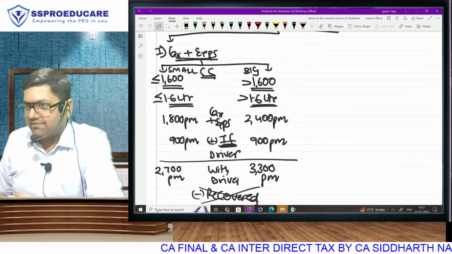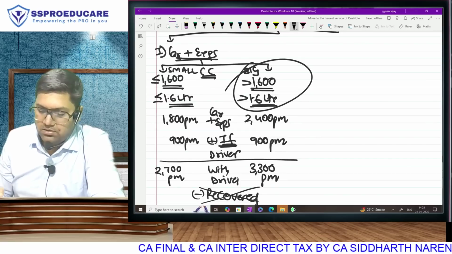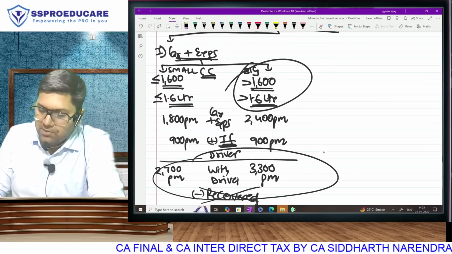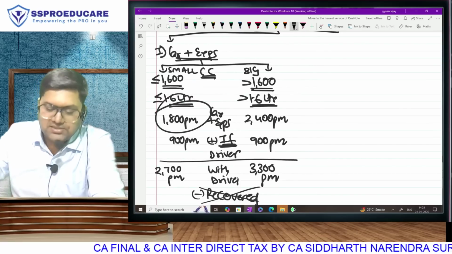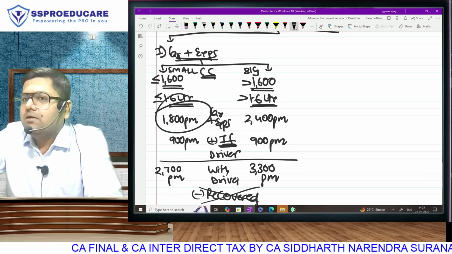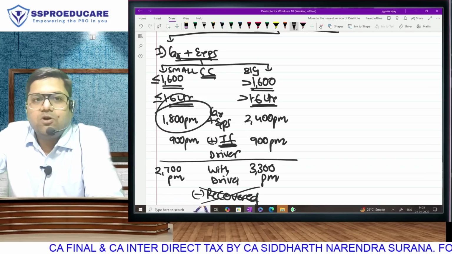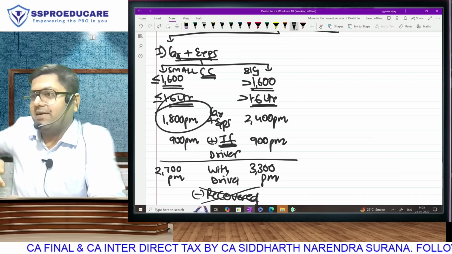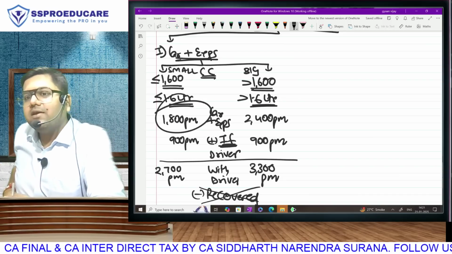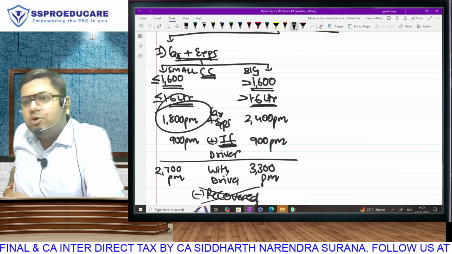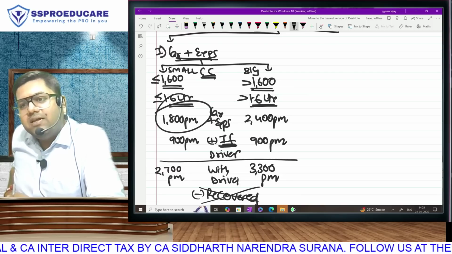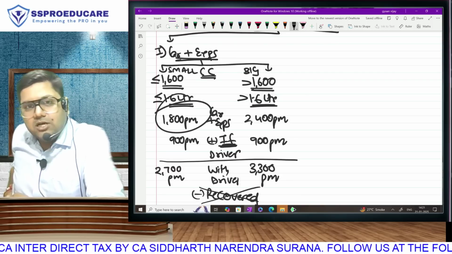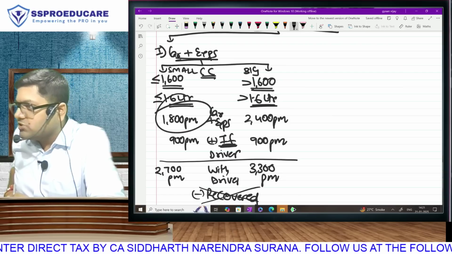That also without driver. See, big car will come here. And with driver, this part will apply. But the lowest amount that you will pay tax is this. Small car without driver, assume. So what is your taxable perquisite of this month at least? 1,800. My question is, in 2 kilometers, have you taken benefit of 1,800? Does a 2 kilometer journey cost 1,800?